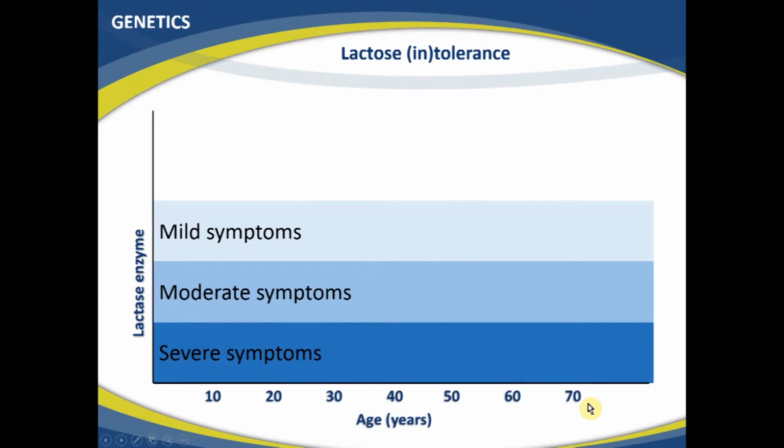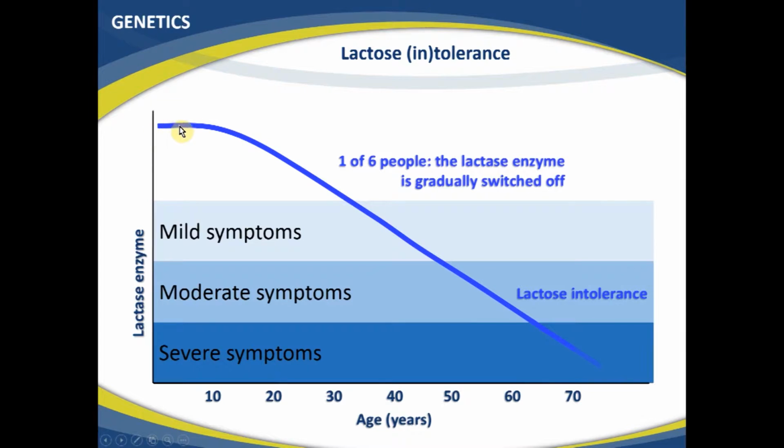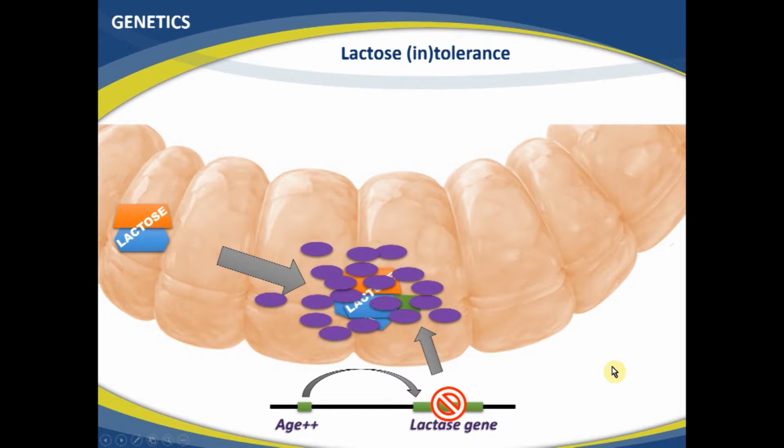The amount of lactase enzyme over age is usually very high at the beginning, and then it starts to decline, which means that in one in six people, the lactase enzyme is gradually switched off, and it will first cause mild symptoms if you eat milk products, and it will become increasingly severe.